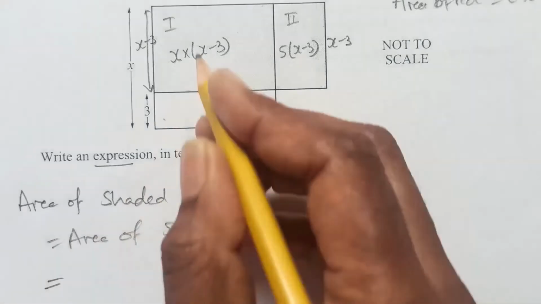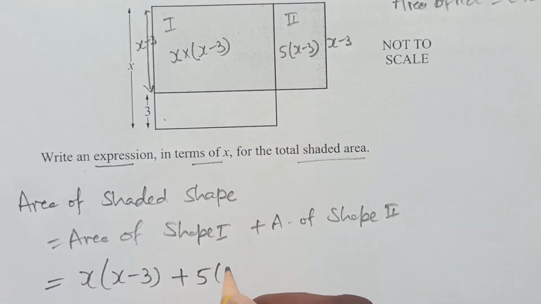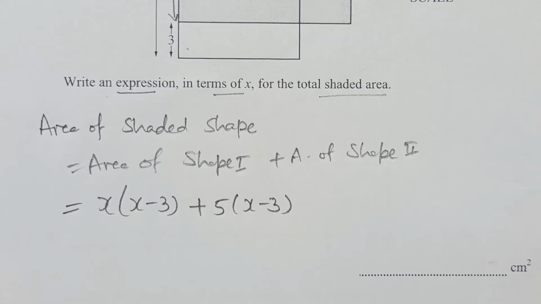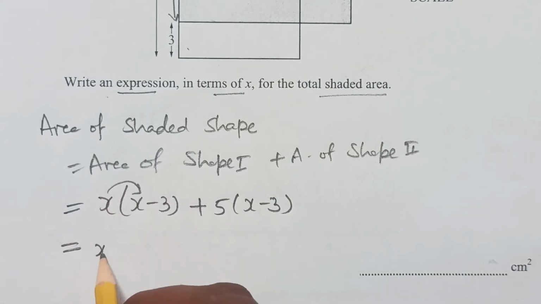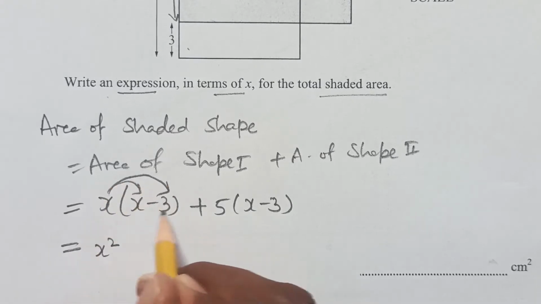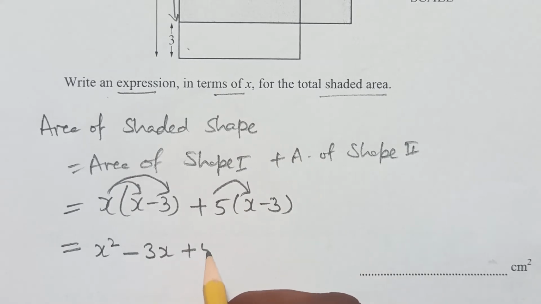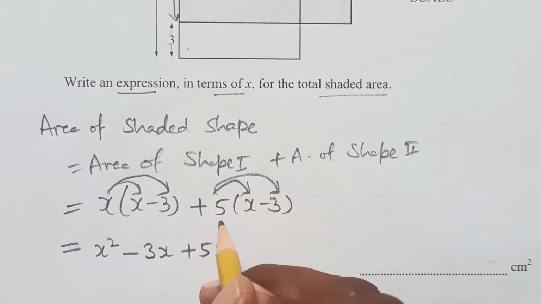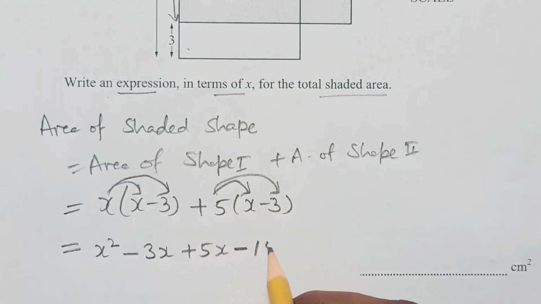So area of shape 1 is x times (x minus 3) plus 5 times (x minus 3). You can leave your answer here or you can just simplify. Open the bracket here, x times x is x squared, then x times negative 3 is negative 3x. Here 5 times x is 5x and 5 times 3 is 15. There is a negative sign here, so negative is always stronger than positive. So 5 times 3 will become negative 15.